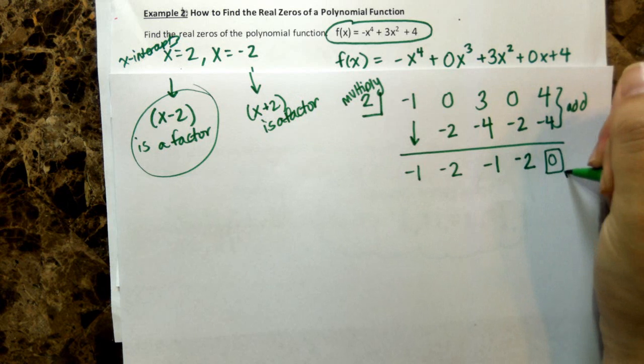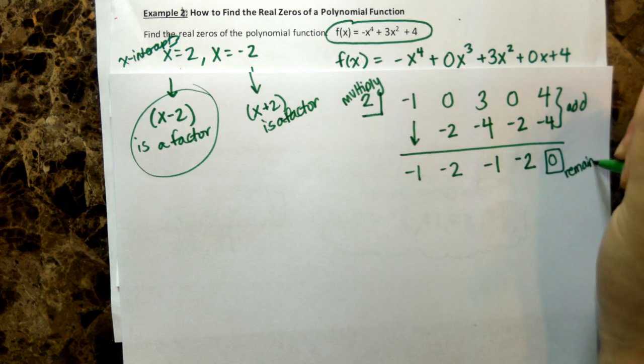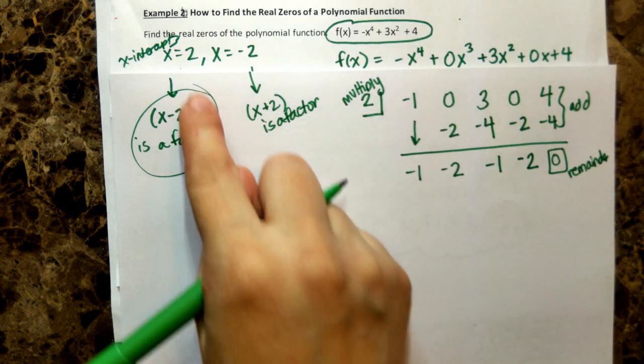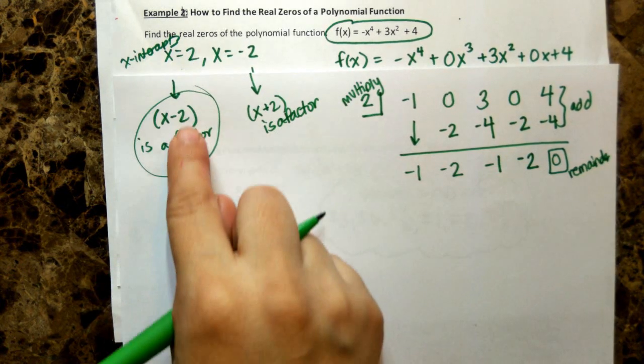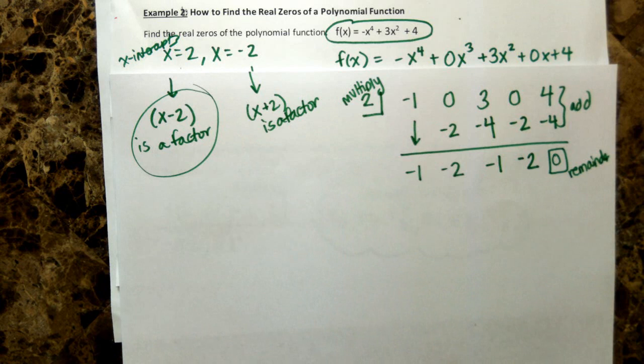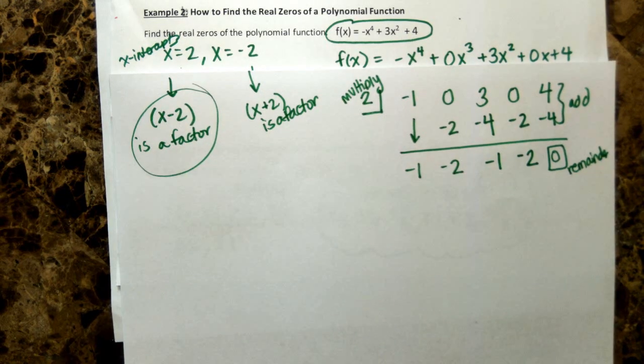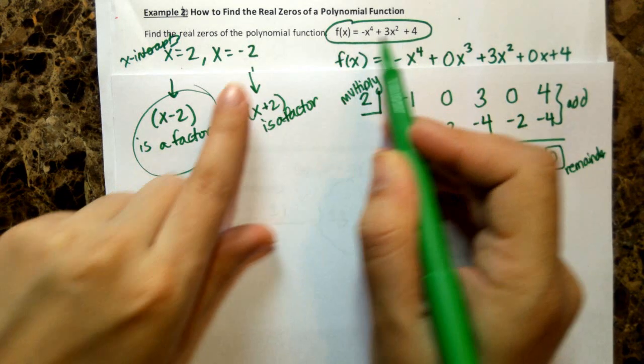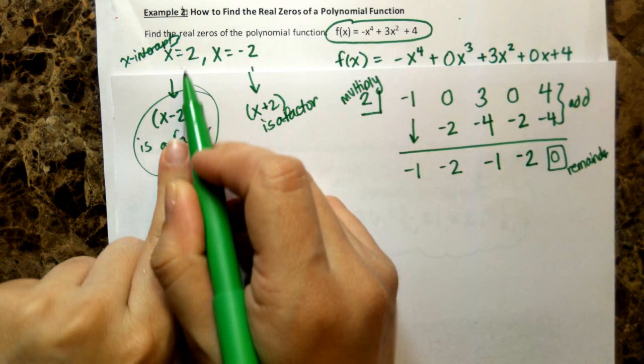This last number is always your remainder, which makes sense. 0 should be a remainder because we knew that 2 should go into it perfectly. X minus 2 should be a factor. It should go into it perfectly because it's an actual x-intercept. So what we did is we took our original function and we divided it by x minus 2.